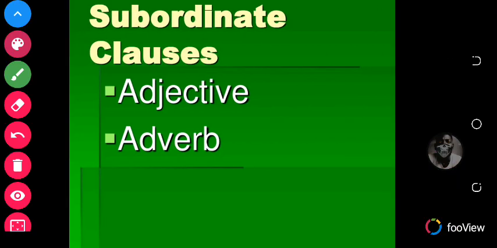Subordinate clauses, we have two types. We have adjectival clauses and adverbial clauses. One plays the role of an adjective and the other plays the role of an adverb. The one that plays the role of an adjective can also be called the relative clause. So bear that in mind.